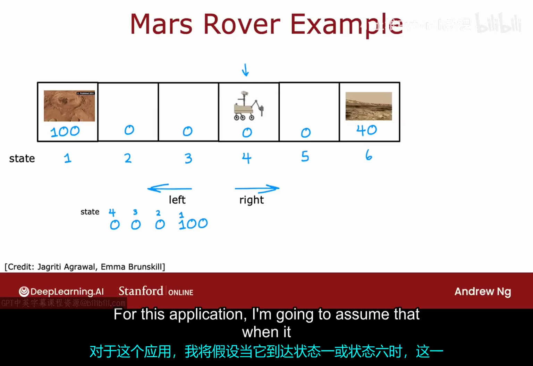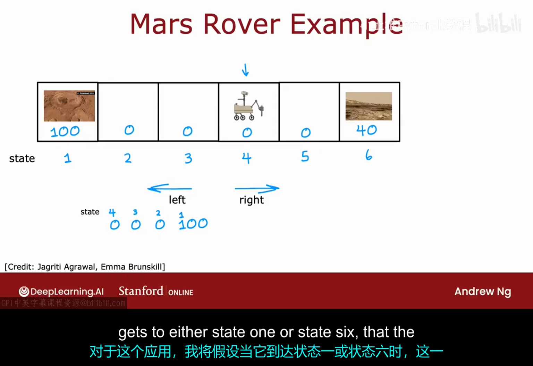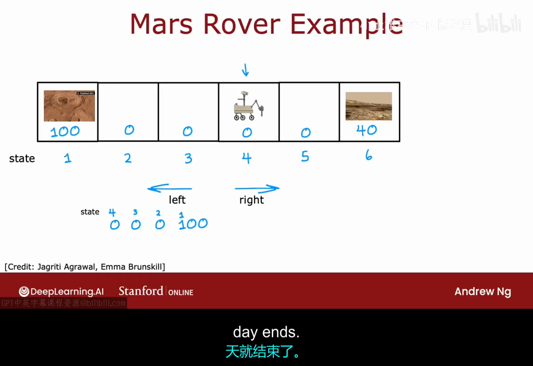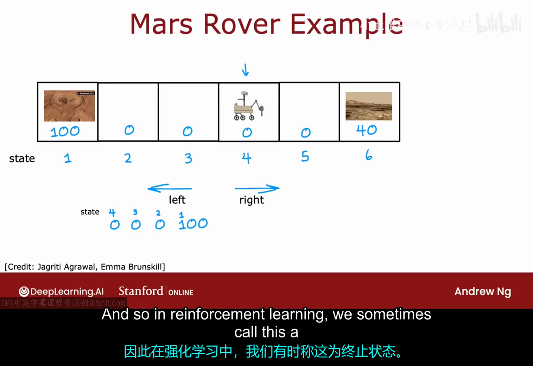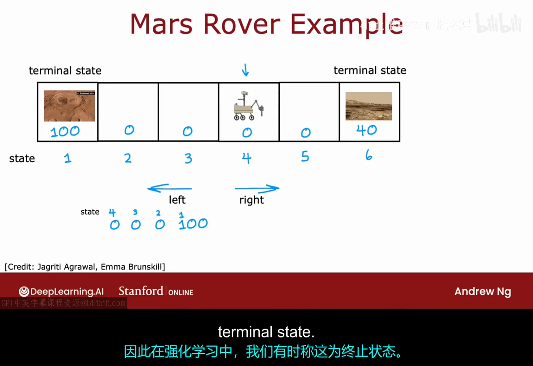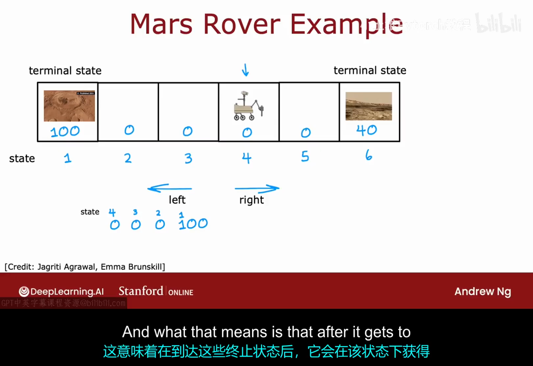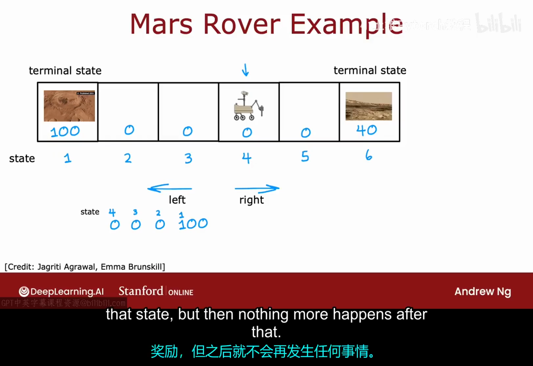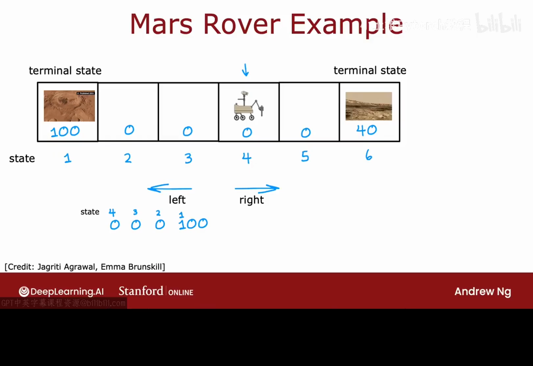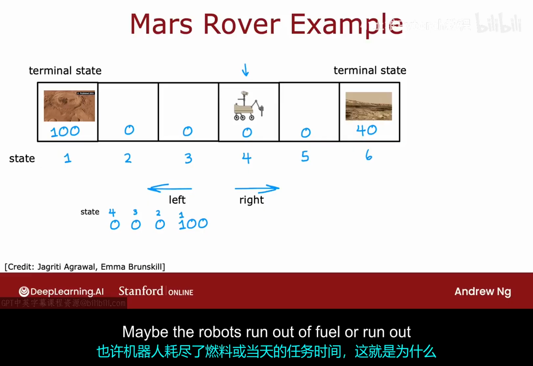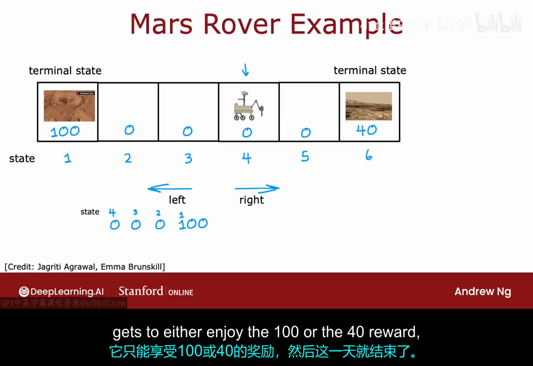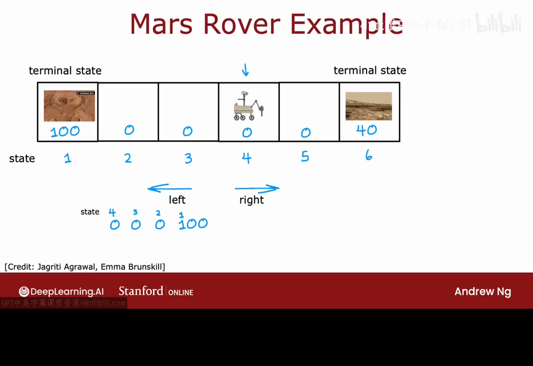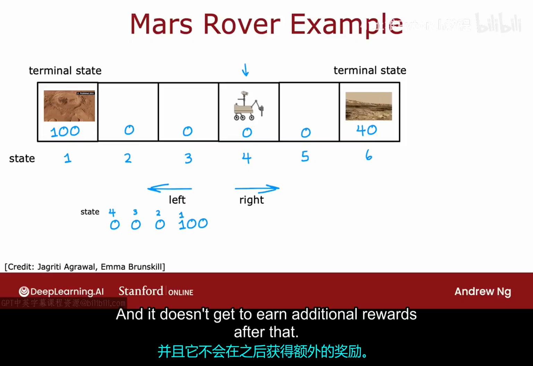For this application, I'm going to assume that when it gets to either state 1 or state 6, the day ends. And so in reinforcement learning, we sometimes call this a terminal state. And what that means is that after it gets to one of these terminal states, it gets a reward at that state, but then nothing more happens after that. Maybe the robot runs out of fuel or runs out of time for the day, which is why it only gets to either enjoy the 100 or the 40 reward, but then that's it for the day. And it doesn't get to earn additional rewards after that.